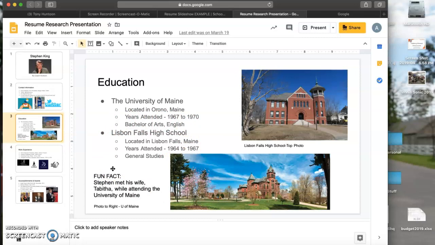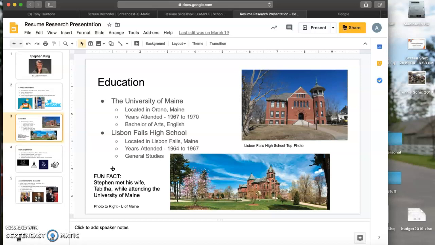All right. Now, if Stephen had more than one degree that's not an honorary degree, I would have put that on there. So if he had a master's degree, I would have taken Lisbon Falls High School off of this sheet, and I would have had the University of Maine listed twice. So keeping that in mind, please make sure that you are listing all of their educational experiences.